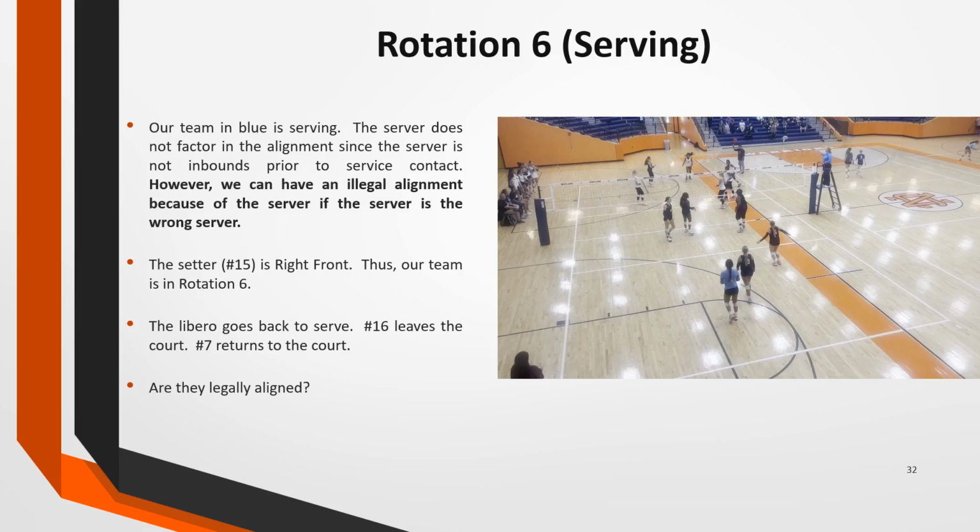Now remember, in the prior rotation, our libero was the left back. So in rotation 6, she's either going to go serve or leave the court for at least one completed rally. In this case, our libero goes back to serve. Number 16 leaves the court. Number 7 returns to the court. Are they legally aligned?